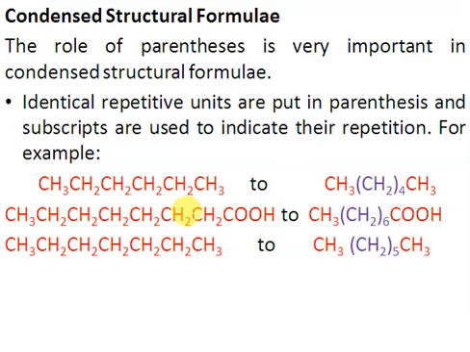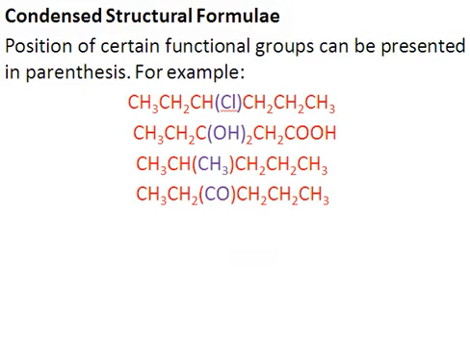In order to make it very easy to write, we can put the brackets here, put CH2 inside, and 6 here. So 6 indicates that CH2 is repeating 6 times. Here also we have CH2 that's repeating 5 times, right? The parenthesis is very important because it helps us write the condensed formula in a easier and quicker way. Also, the position of certain functional groups can be represented by parentheses.